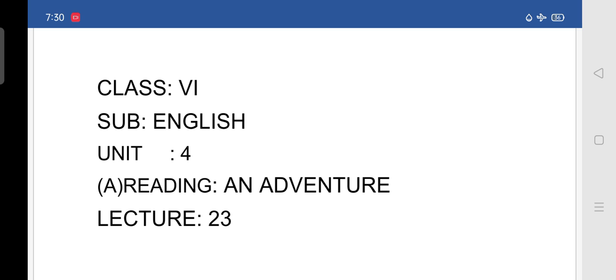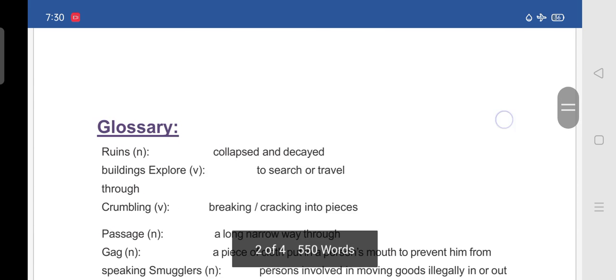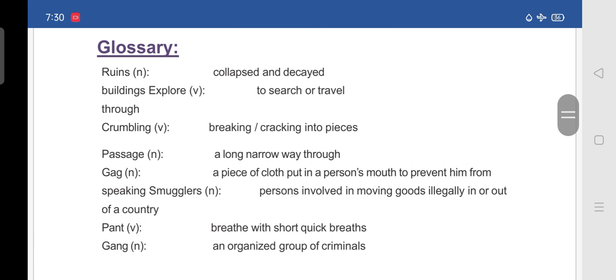So this was the story about the lesson An Adventure. And today we are moving to the glossary and vocabulary part of that lesson. If you see in your textbook, glossary.